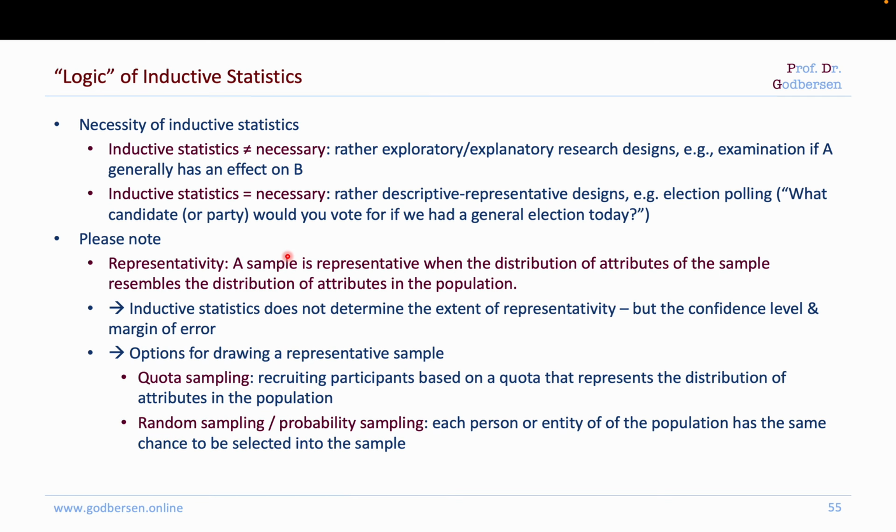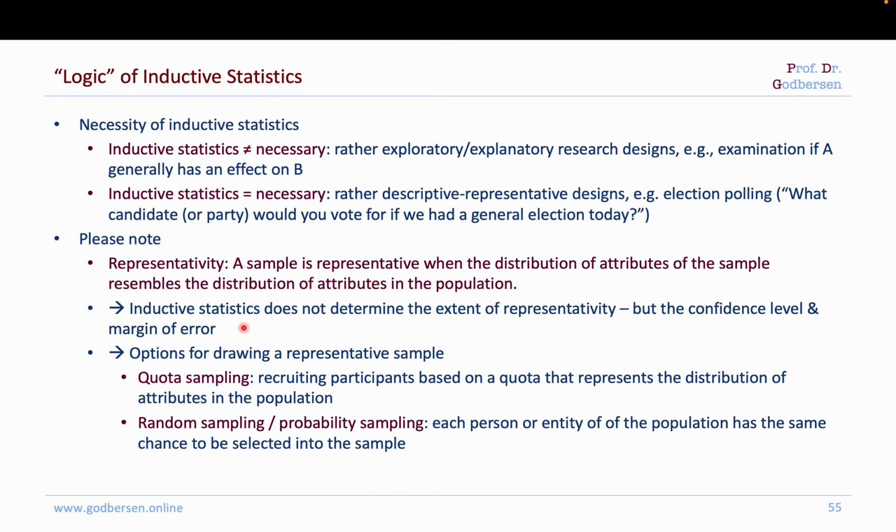And this is a mistake that some make, to think, I just need a larger sample and then I have a representative survey. It's not quite true. But a larger sample is of course not a bad thing, because with a larger sample, you come into inductive statistics. And inductive statistics can tell you the aforementioned confidence level and margin of error.